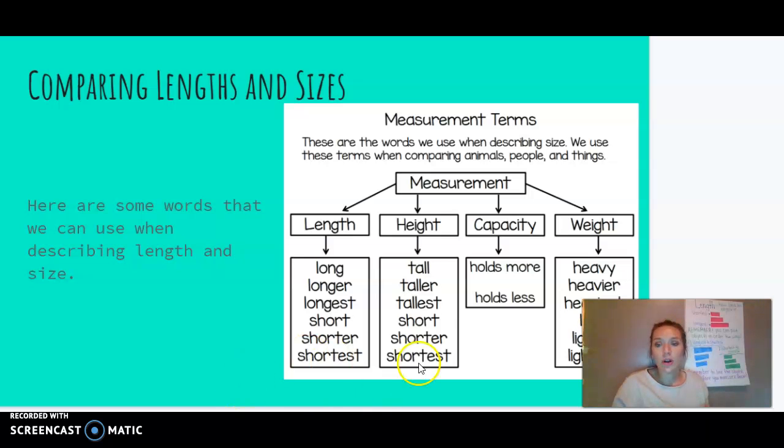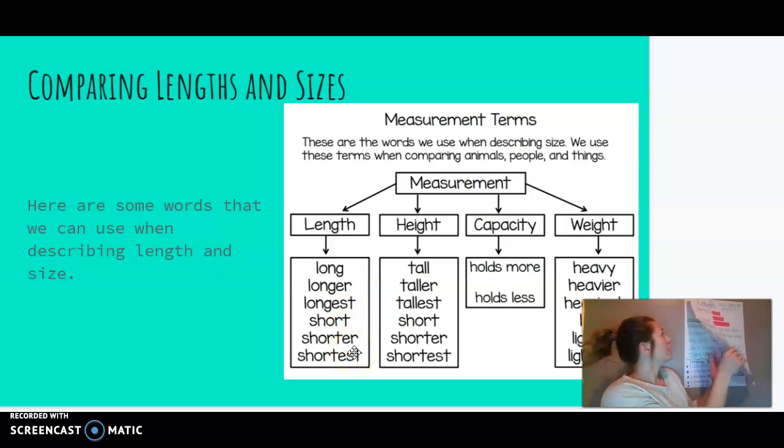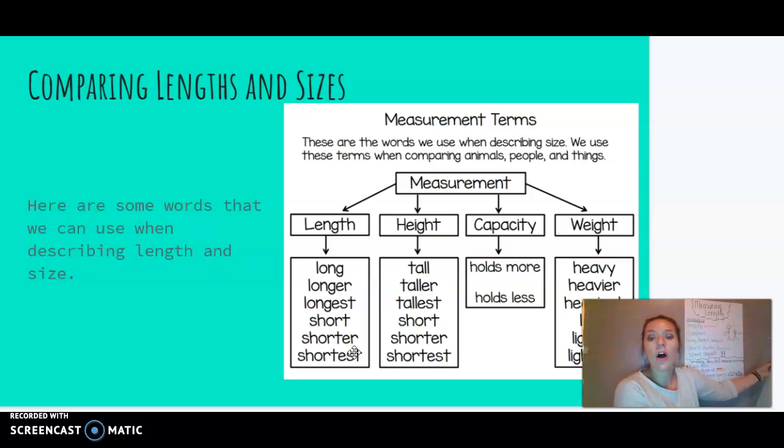So here are some words that we can use when describing length and size. I've got this handy chart here that talks about the measurement terms. If we're talking about length, we're going to look for long, longer, longest, short, shorter, shortest. If we're talking about height, we're going to go tall, taller, tallest, short, shorter, shortest, okay?